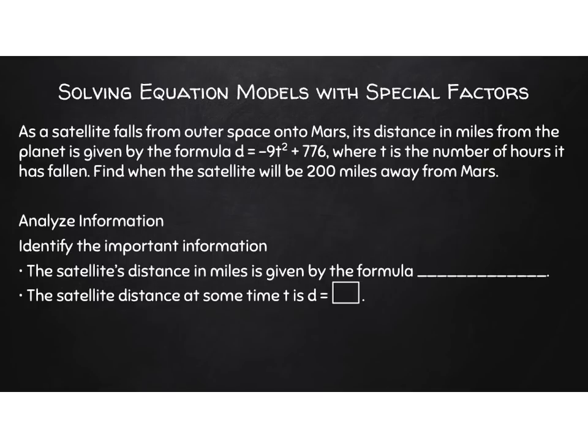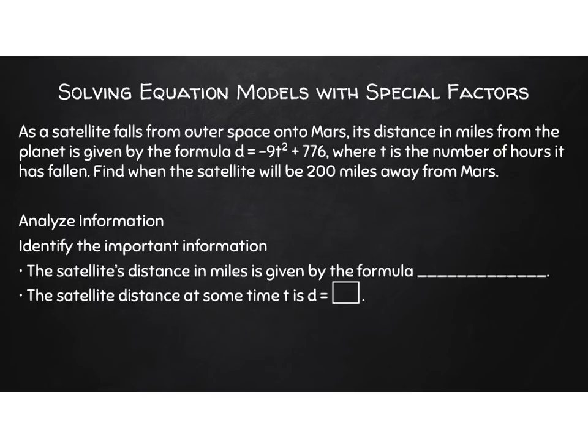Alright, solving equation models with special factors. So we have a word problem here, and it says, as a satellite falls from outer space onto Mars, its distance in miles from the planet is given by the formula d equals negative 9t squared plus 776, where t is the number of hours it has fallen. Find when the satellite will be 200 miles away from Mars.